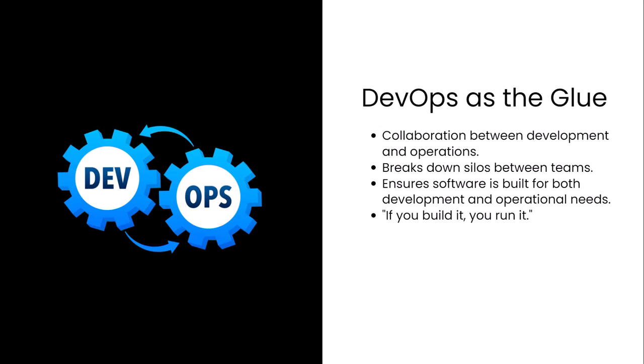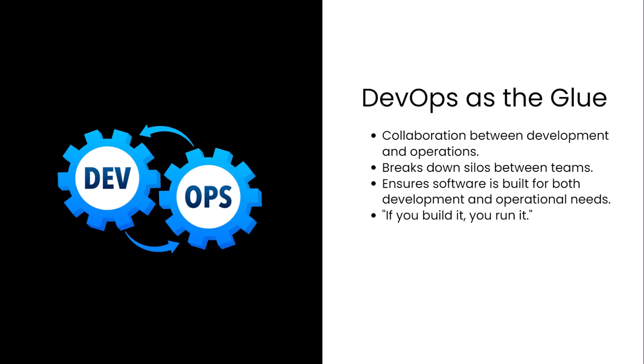Think of DevOps as the glue that holds CI/CD together. In the past, development teams and operations teams often worked in silos. Developers would write the code, hand it off to operations, and then operations would be responsible for running and maintaining the software. This separation led to delays, communication breakdowns, and a lot of headaches. DevOps breaks down those barriers. It says, if you build it, you run it.